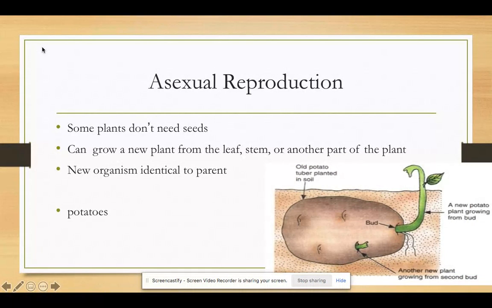Asexual reproduction is plants that don't need seeds. So what that means is they can grow a new plant from a leaf, stem, or another part of the plant. And the new organism is identical to the parent. A really common good example of this is potatoes. So they just grow new plants out of the buds. So if you've ever had potatoes for too long in the fridge or in the pantry, they will start growing buds out and actually try and grow a new potato plant.